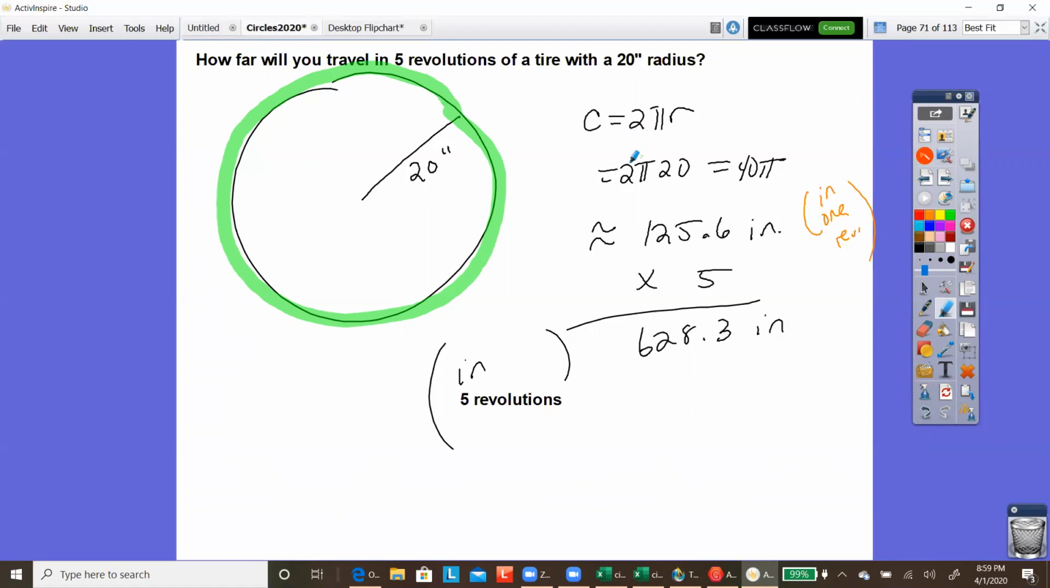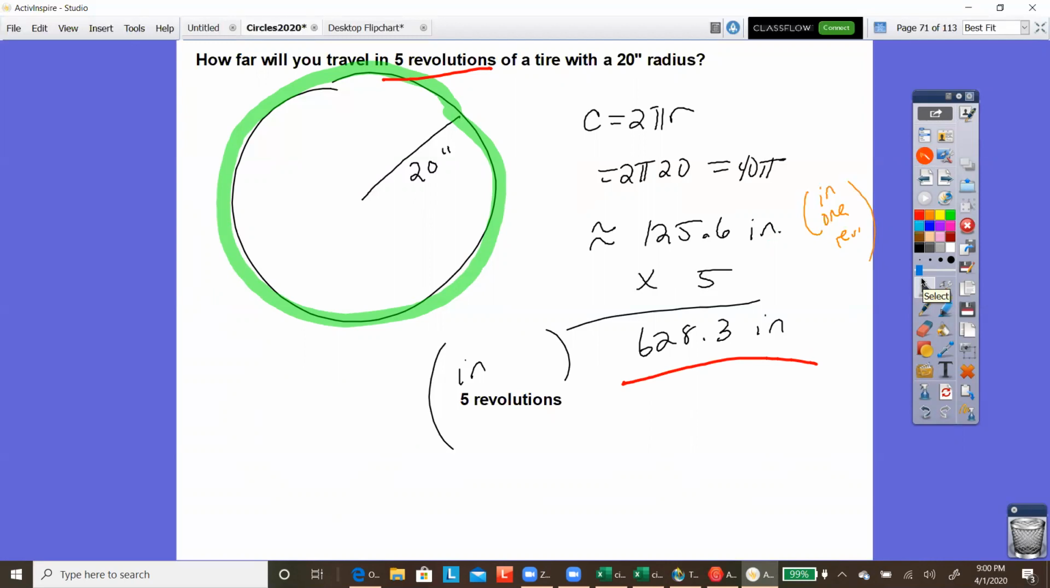Circumference is 2 pi r. So 2 times pi times 20 is 40 pi. Now that's how far you would travel in one revolution. That's the exact answer. If you multiply that by pi and round it, you get about 125.6 inches. Again, that's how far you travel in one revolution. So if you're going around 5 times, you multiply that by 5, and this is how far you travel in 5 revolutions.